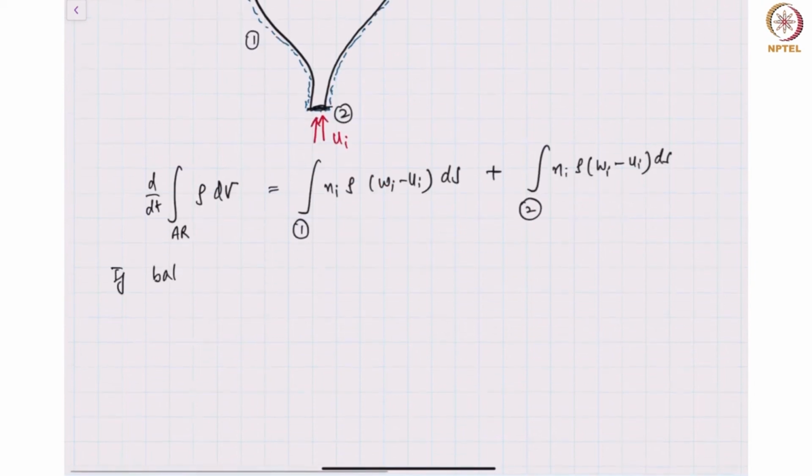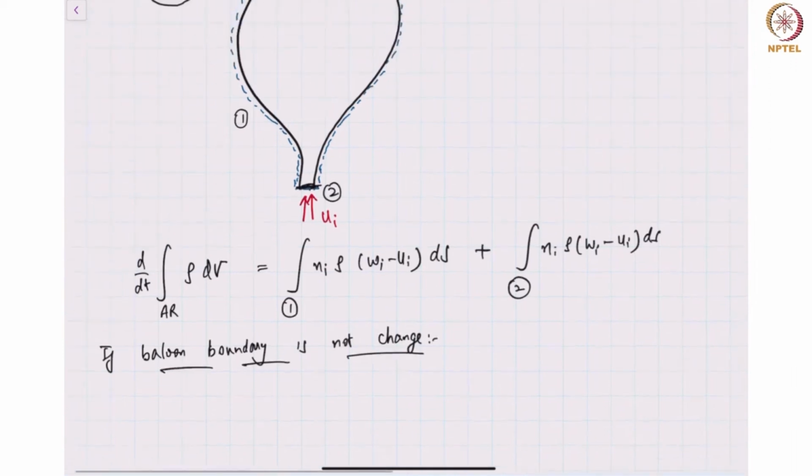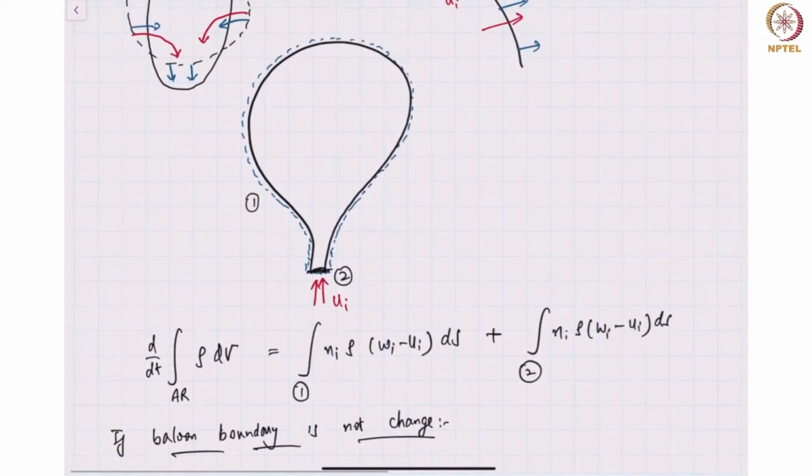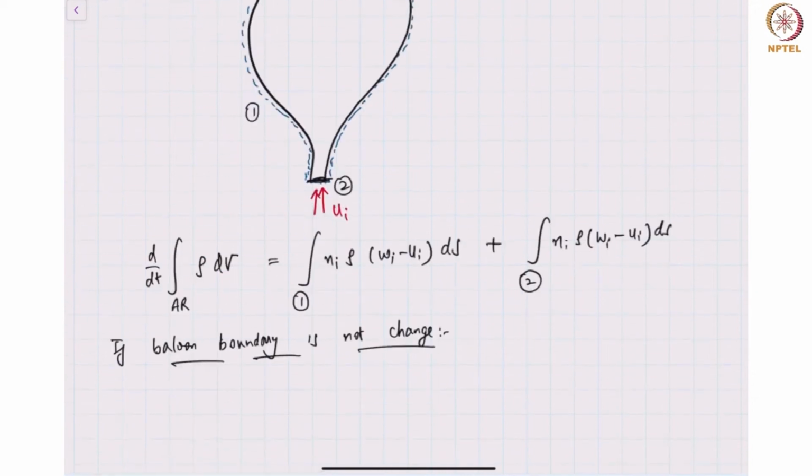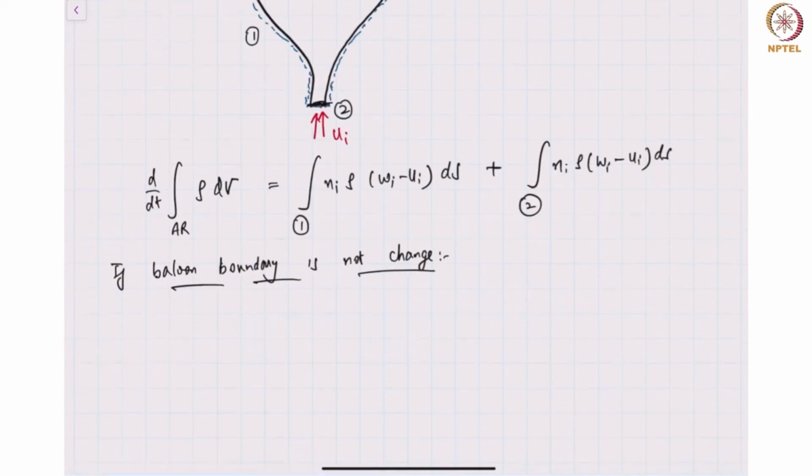If the balloon boundary is not changing, and for those of you who may find it hard to believe that a balloon boundary cannot change, imagine a car tire. Once you have blown air into the car tire and it has reached a certain pressure, the boundary of the car tire does not really change much. But what does happen is that the pressure builds up, because the density of the air also builds up. So the left hand side clearly is non-zero, if the balloon boundary is not changing.